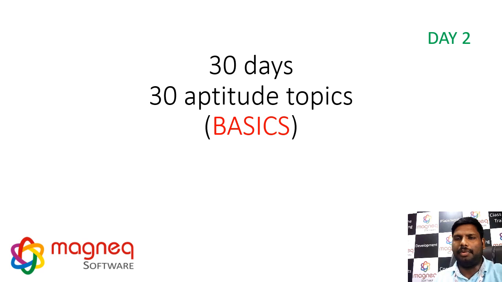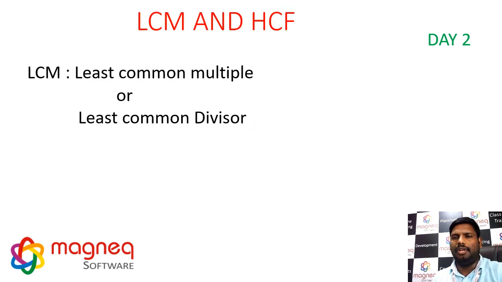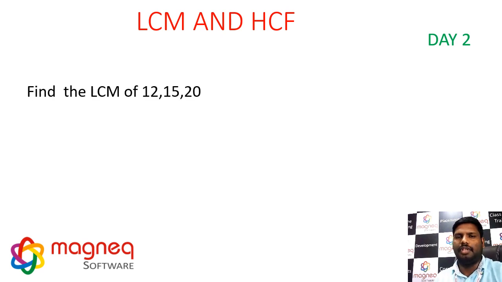30 days, 30 aptitude topics. Day 2. Today's topic: LCM and HCF. LCM, least common multiple or least common divisor. Find the LCM of 12, 15 and 20. First one, by using the division method.